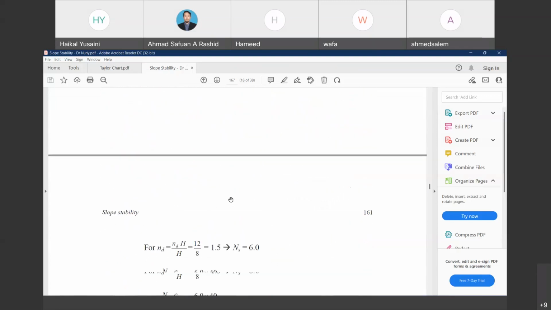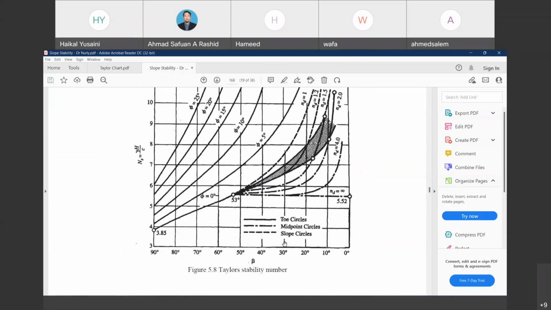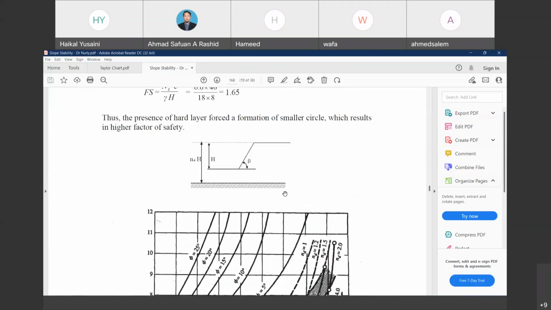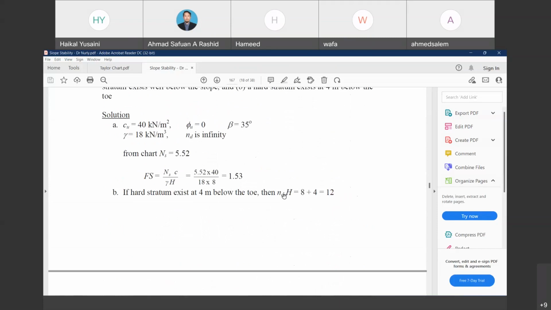with the slope angle of 35, so with ND equal to infinity, definitely the value of the stability number is equal to 5.52. So that is the value for what we call the stability number. So when we obtain the 5.52, then we rearrange for the factor of safety value.